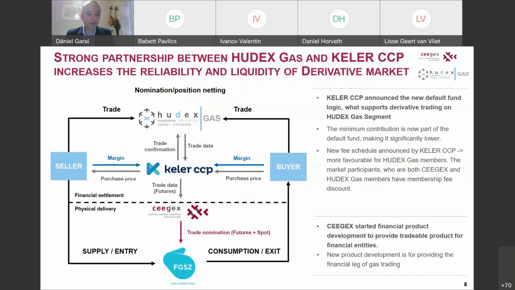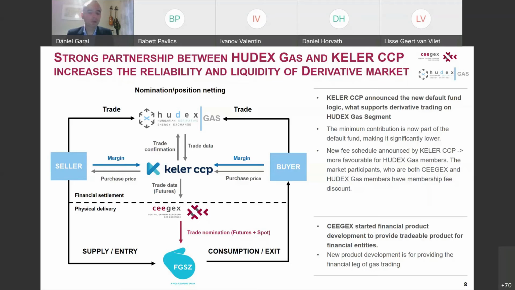although there are very important and I would say very positive improvements on this market, especially coming from Keller CCP, and I think you will hear about this in more detail as well. So I won't go very much into details, just on the high level. Keller CCP announced a new default fund logic, and basically it supports very much the derivative trading on the HUDEX gas segment, in our view.